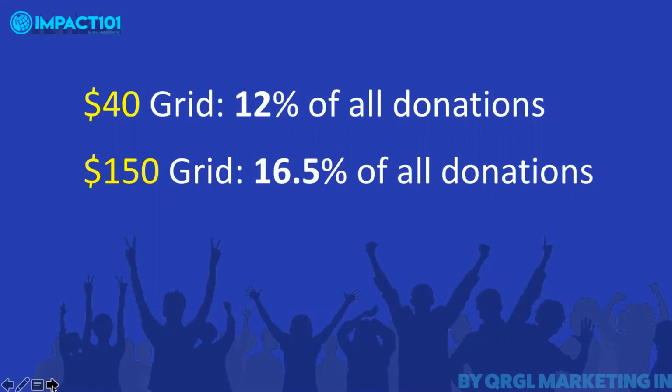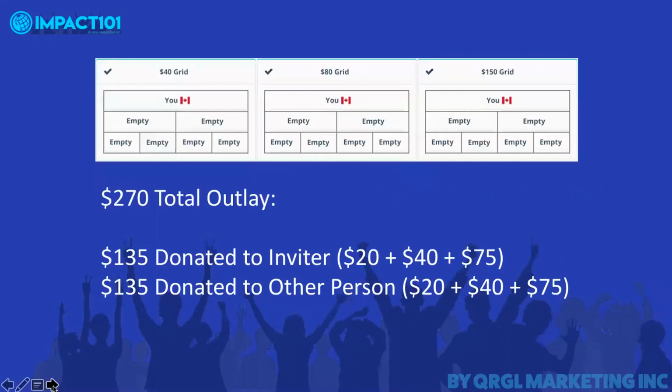So with this in mind, here's the strategy many people are using so that they can maximize the donations they receive. First off, start with the first 3 grids: the $40 grid, the $80 grid, and the $150 grid. The total outlay on that is $270, of which $135 is donated to your inviter and $135 is donated to the other person that you fall beneath in those grids.